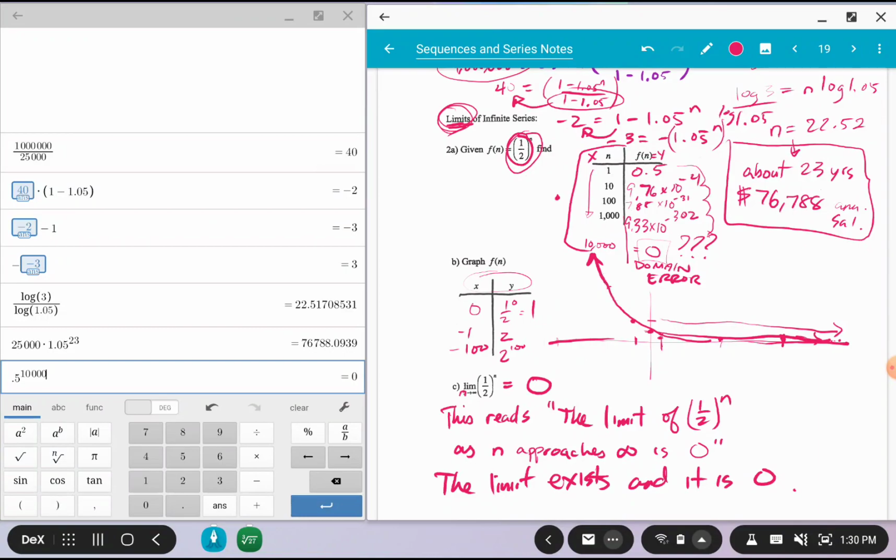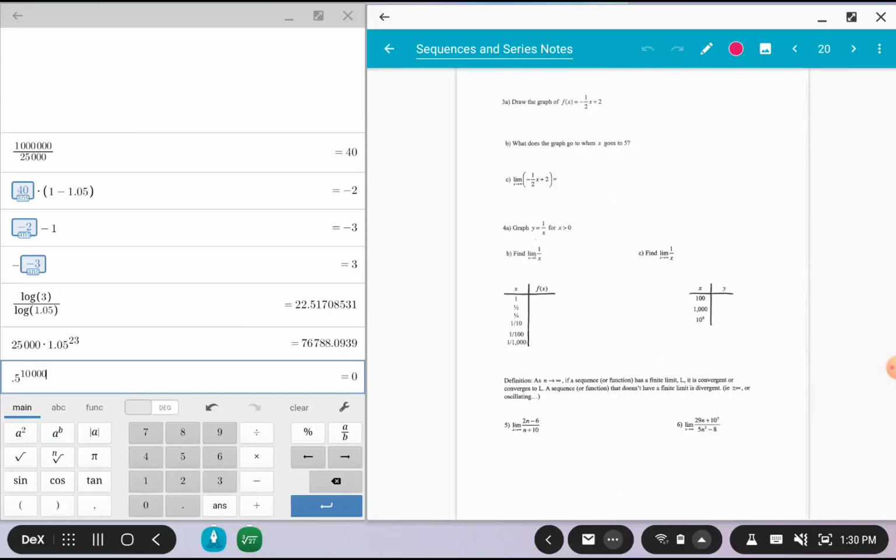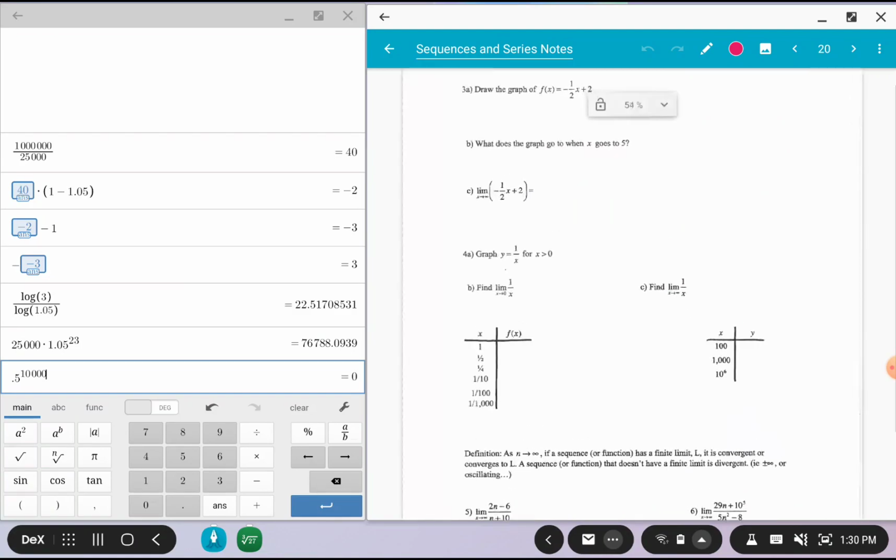In this case, we're going closer and closer to 0, and so our limit is 0 as n goes to infinity, like that. Okay? All right, let's go on to the next page. Let's take a look a little bit more at limits in terms of the functions.